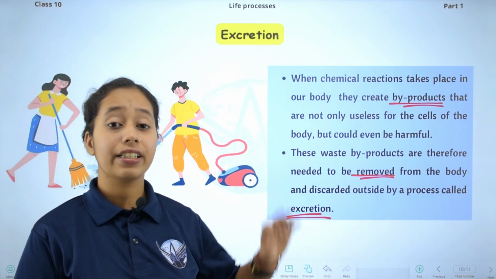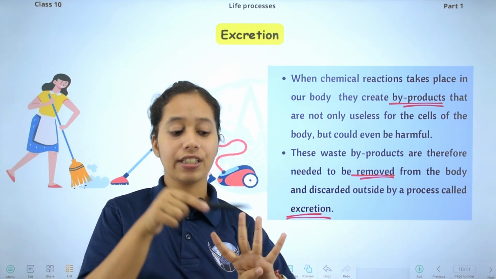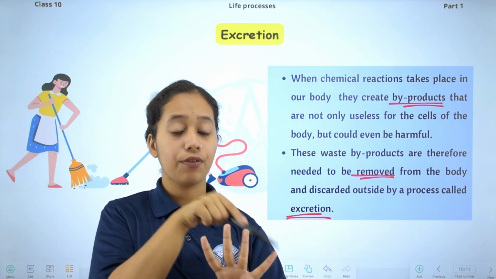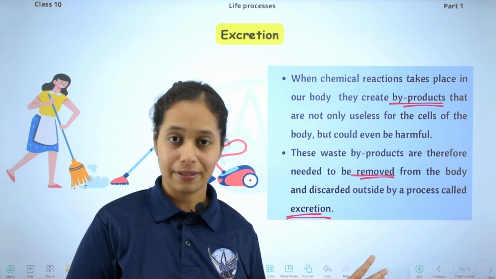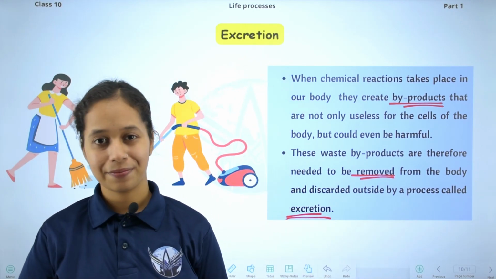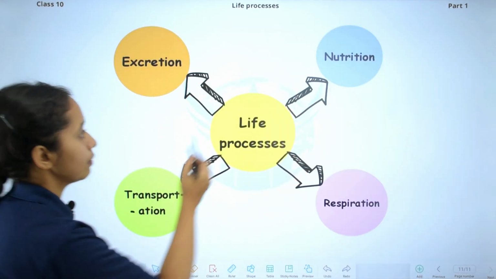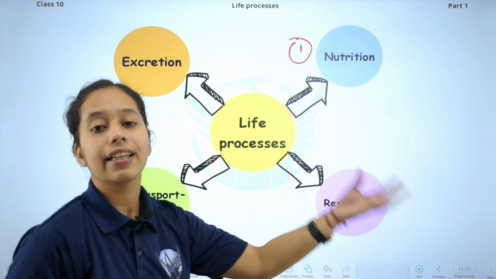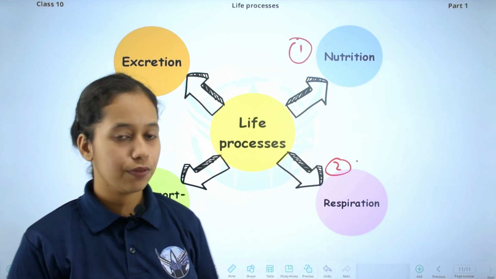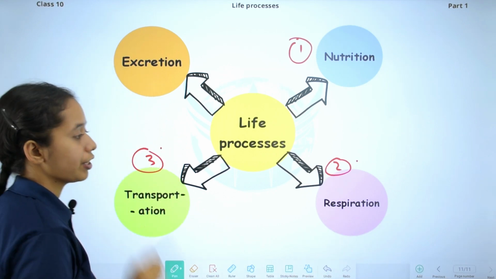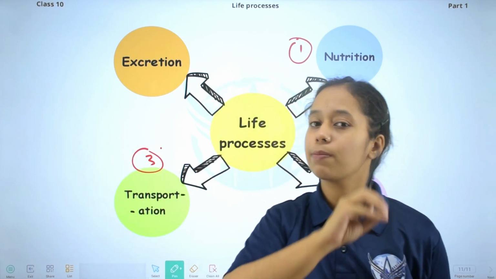Okay, so these are the 4 processes. What are the 4 processes? Nutrition, respiration, transportation and excretion. These are the 4 processes that we are going to read in class 10 under life processes. So what are the life processes that we have studied till now? Number 1 is nutrition, that is taking in energy. Number 2, we will study respiration, breakdown of complex food. Number 3 is transportation, that is once we break down the food and get the energy, we need to transport the energy to various parts of our body.